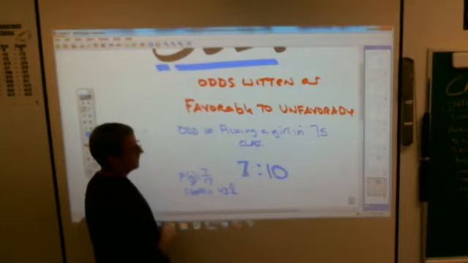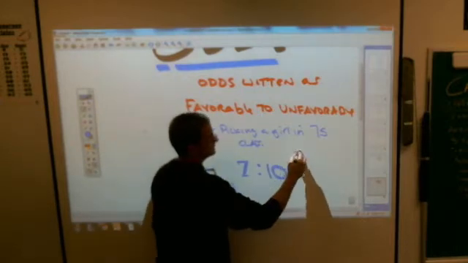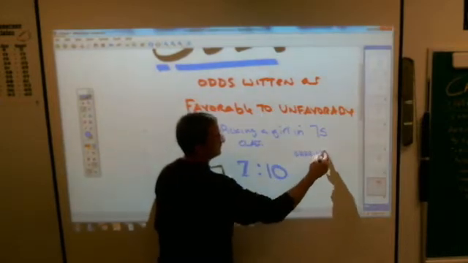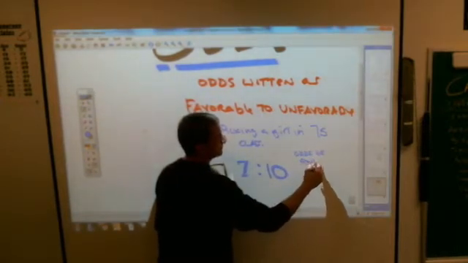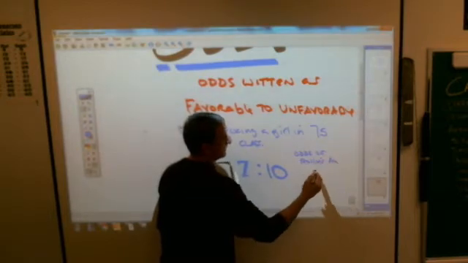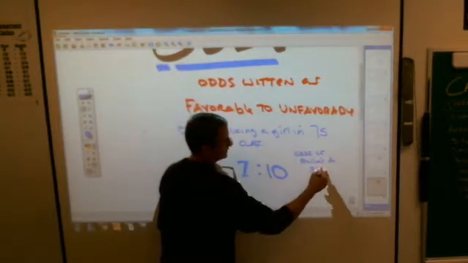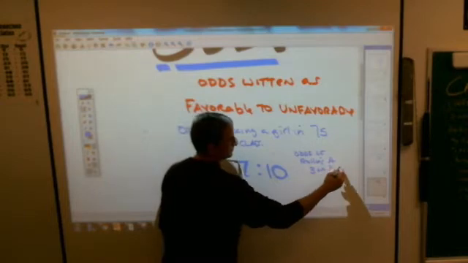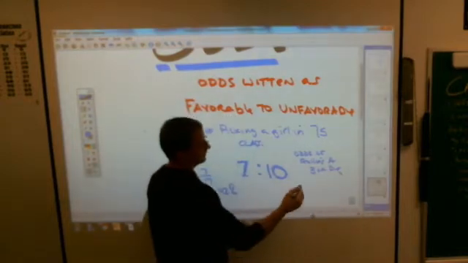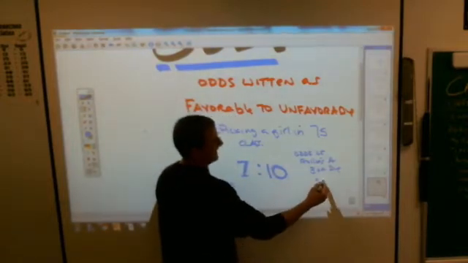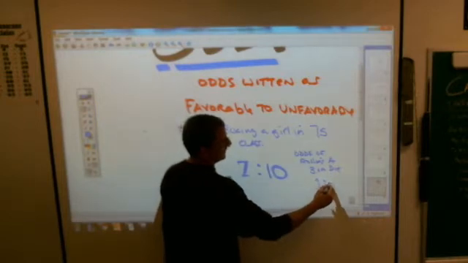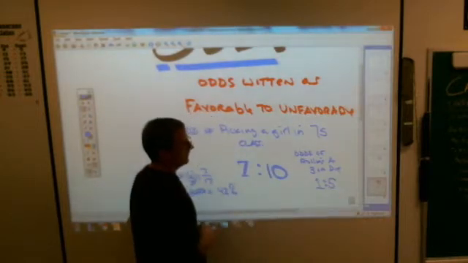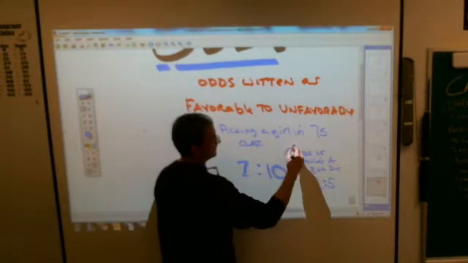What else do we do probability of, or odds of? The odds of rolling a 3 on a die. Well, how many 3s are there? 1. How many not 3s are there? 5. 1 and 5. 1 to 5 would be your odds.